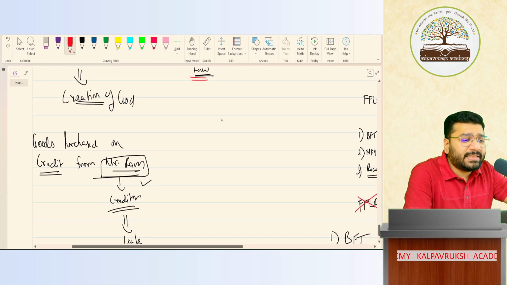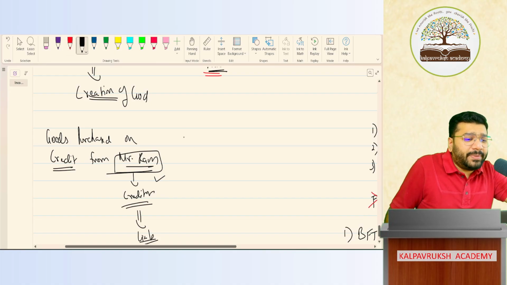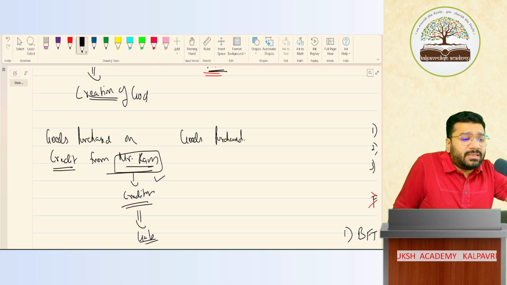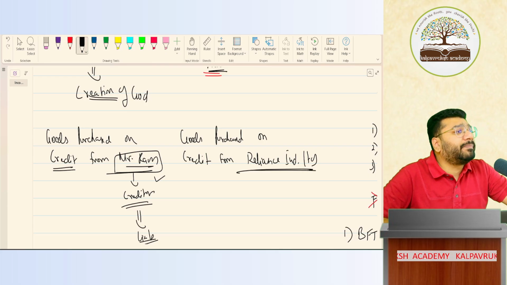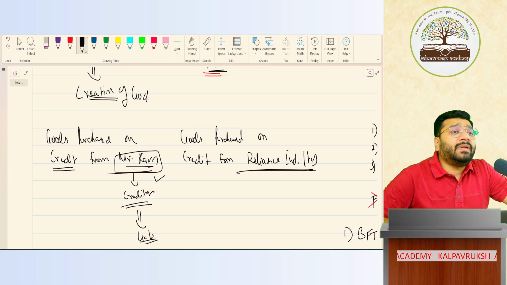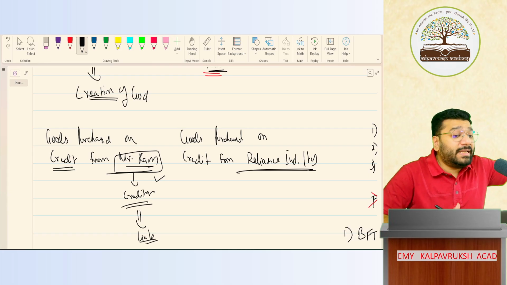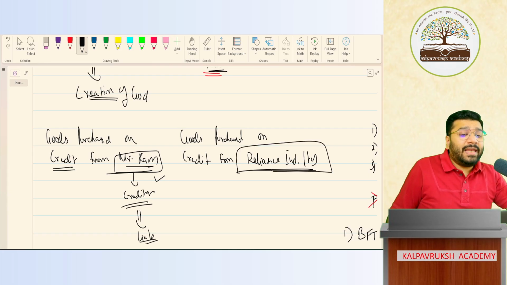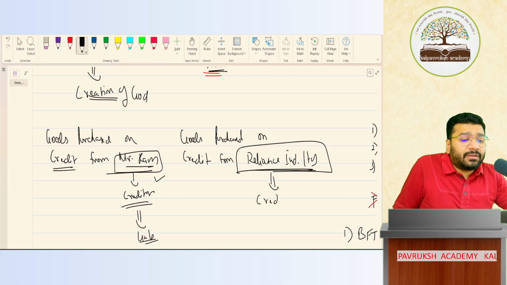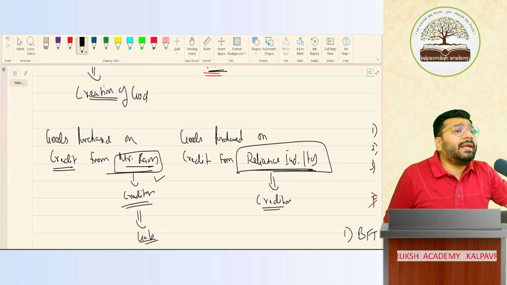Sir, can you give an example of this? Same example, copy paste. Goods purchased. We are purchasing goods. Who are we? Business. Goods purchased on credit from Reliance Industries Limited. Reliance Industries Limited is a company, a public limited company. Is it a natural person? No, it is an artificial person. So Reliance Industries Limited is called a creditor. What is it called?